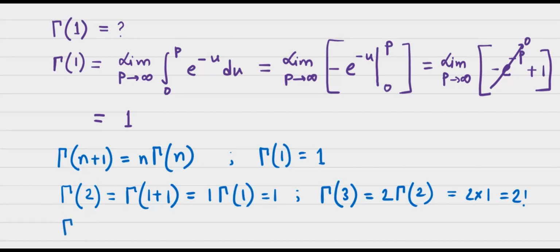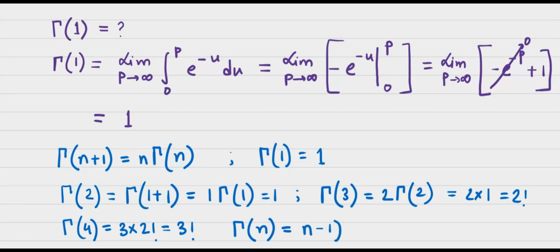What about gamma of 4? 4 would be 3 plus 1. That means 3 times gamma of 3, which is 2 factorial. And so this is 3 factorial. So similarly, gamma of n would be simply n times gamma of n minus 1, and so on and so forth. Eventually, we will arrive at n minus 1 factorial.